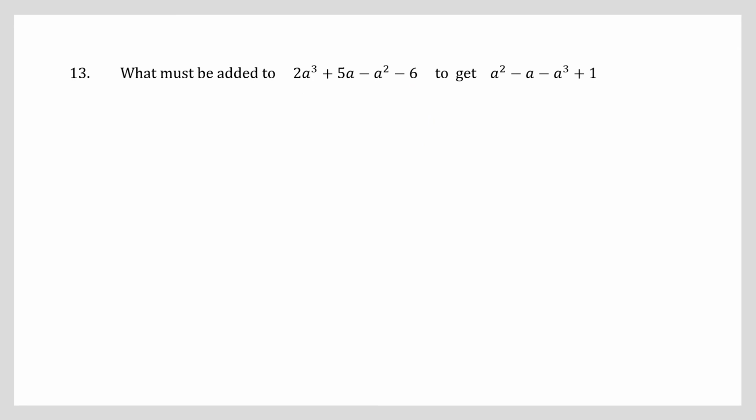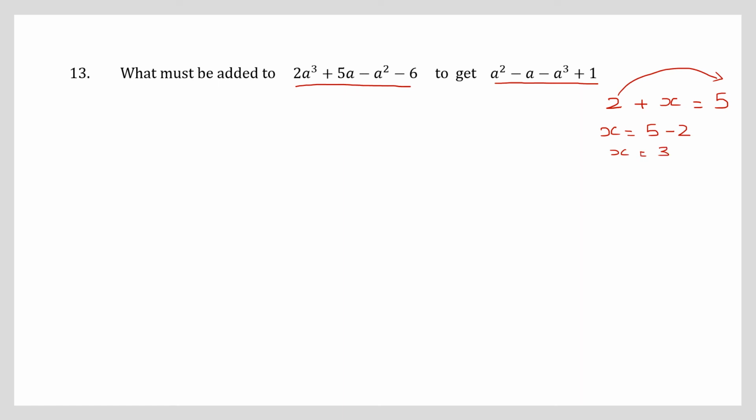Next question. What must be added to this to get this? Now suppose I take a simple example. What should I add to 2 to get 5? So I can put x here. What should I add? So to find x, what will I do? X is equal to 5, and I move this to the right side, isn't it? It becomes 5 minus 2. X is equal to 3.